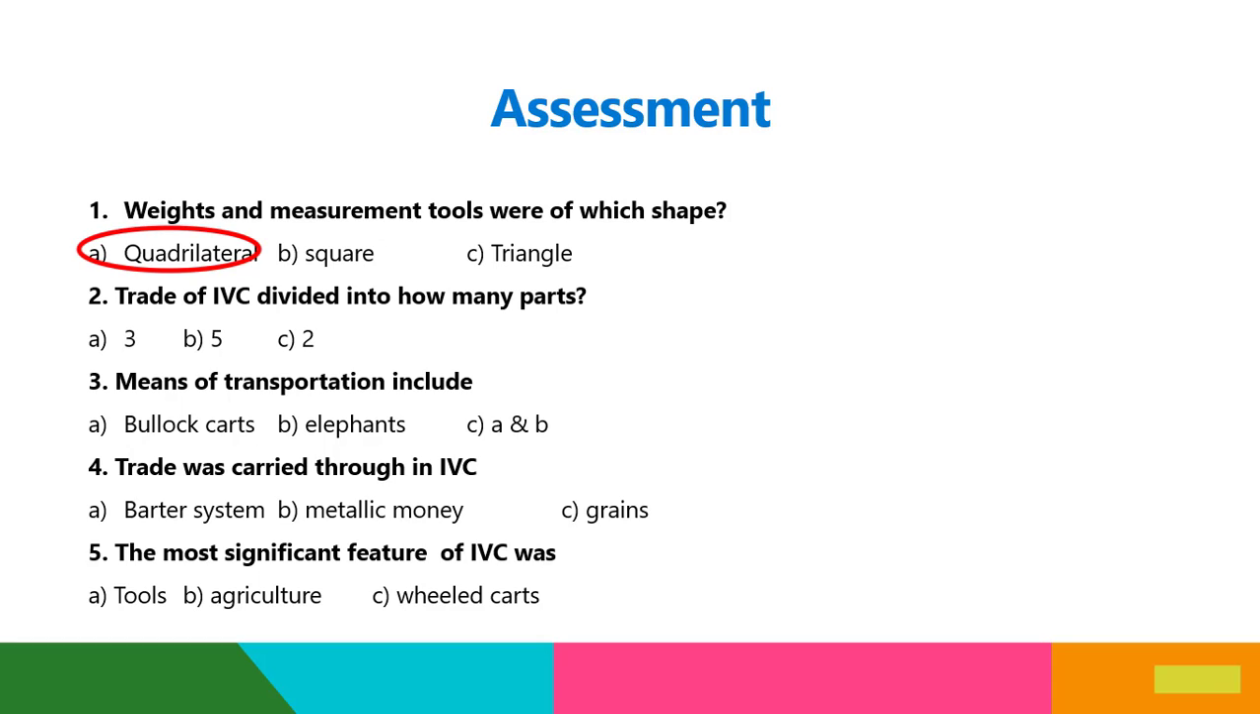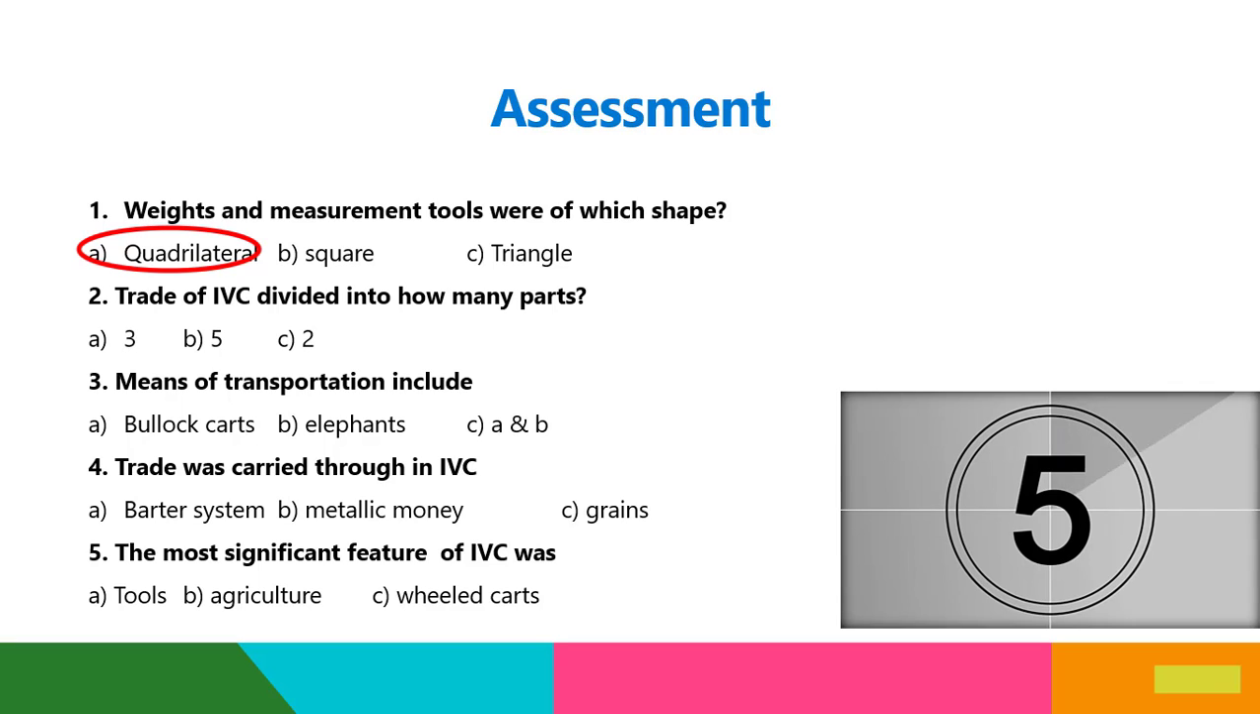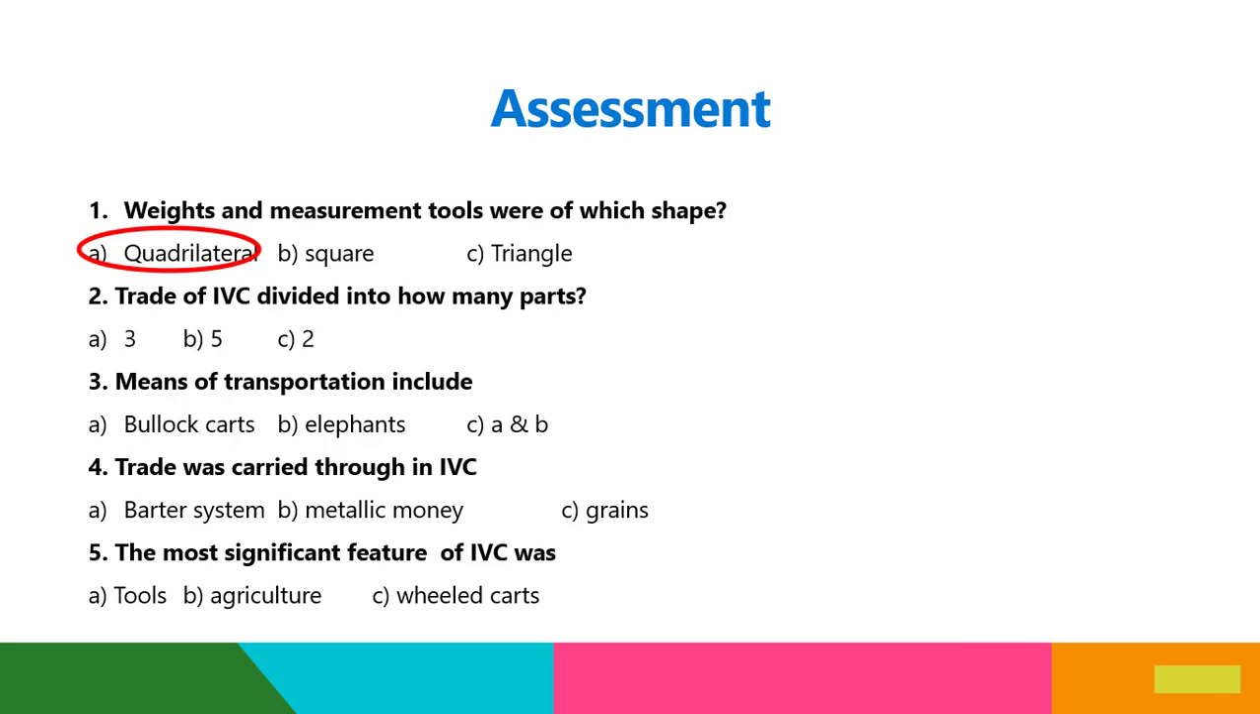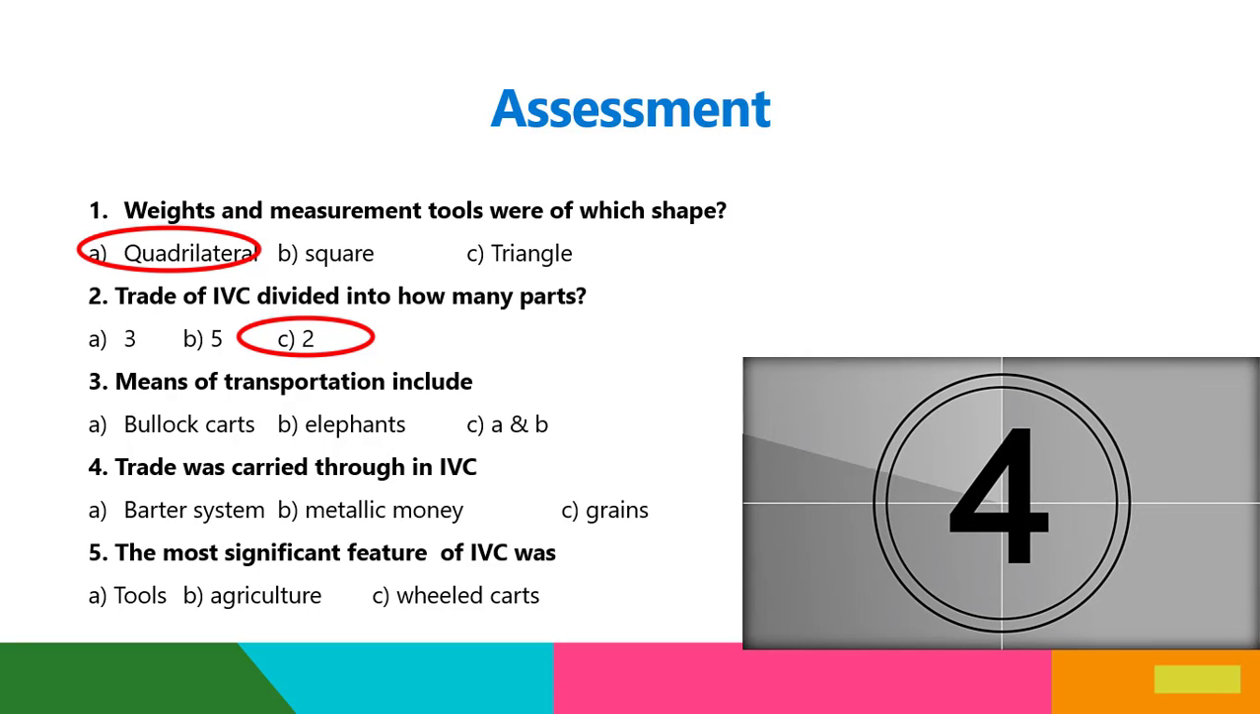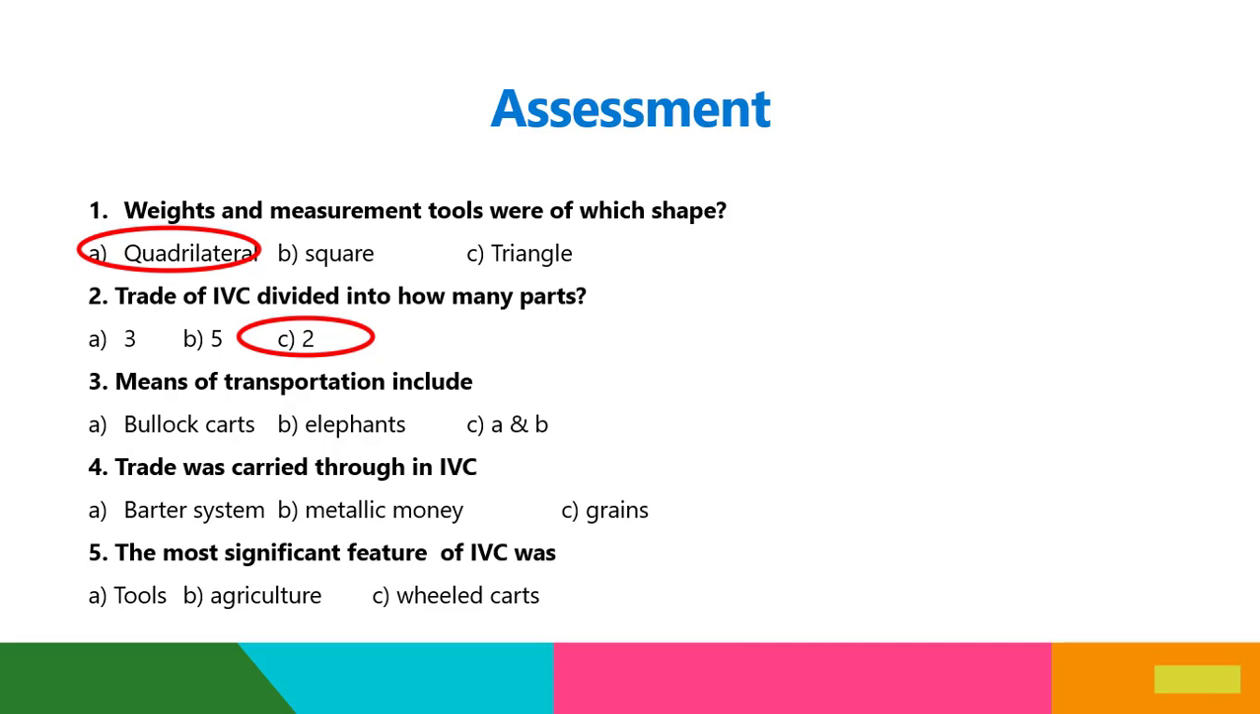Yes, very right, quadrilateral shapes. The second question is, trade of Indus Valley civilization divided into how many parts? Very right, 2 parts. Means of transportation include, yes, very right, option A, bullock carts.